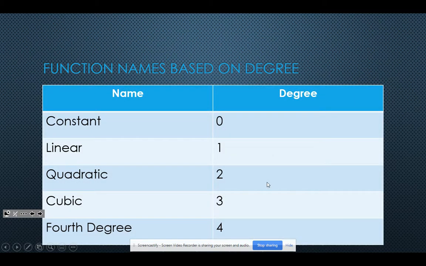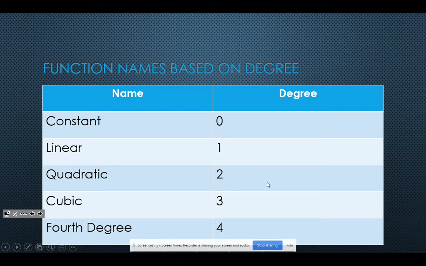Here are the function names based on the degree that they have. If it's degree 0, we call it a constant. If it's the first degree equation, we call it linear. Second degree equations are called quadratic. Third degree functions are called cubics.